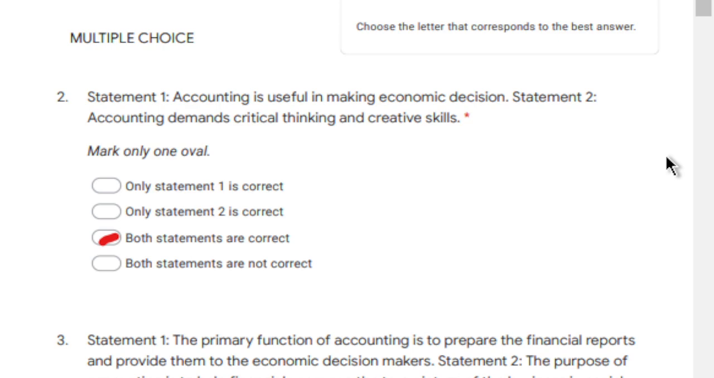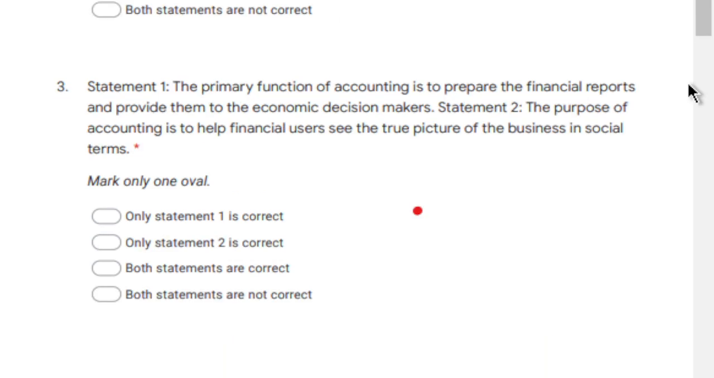Next, statement 1. The primary function of accounting is to prepare the financial reports and provide them to the economic decision makers. Yes, that is correct. Statement 2. The purpose of accounting is to help financial users see the true picture of the business in social terms. So, what makes it wrong is because of the word social. So, this should be in financial terms.